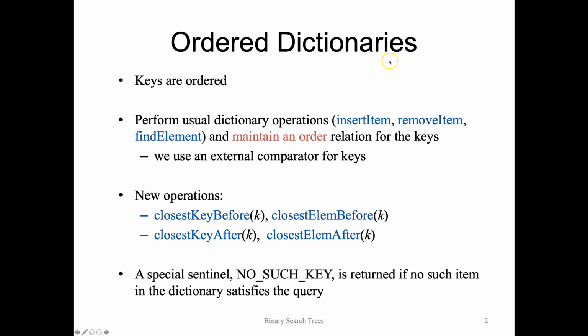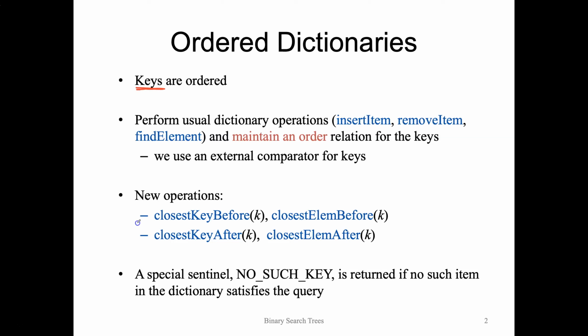So with an ordered dictionary, we're assuming already that all of our keys have an order to them. So they have some sort of external comparator. We have a way to determine which one is smaller or larger. So the keys can be anything, but they must be ordered. So we'll have all the same operations we had before with an unordered dictionary, but we'll additionally support some operations that are based on the order of a key.